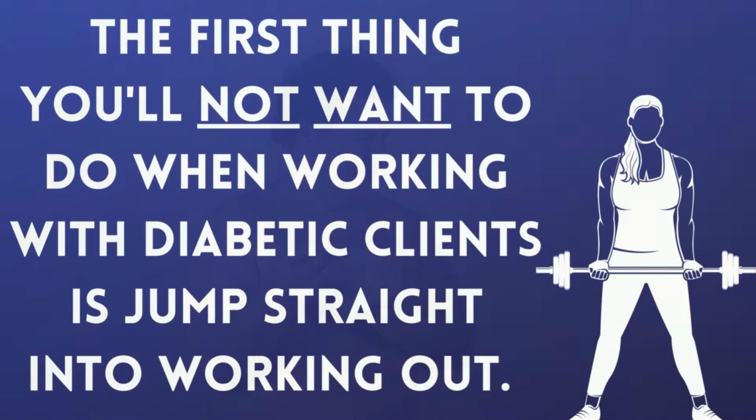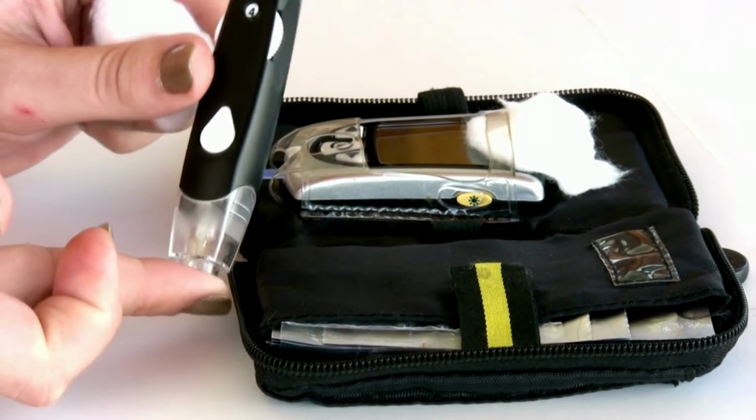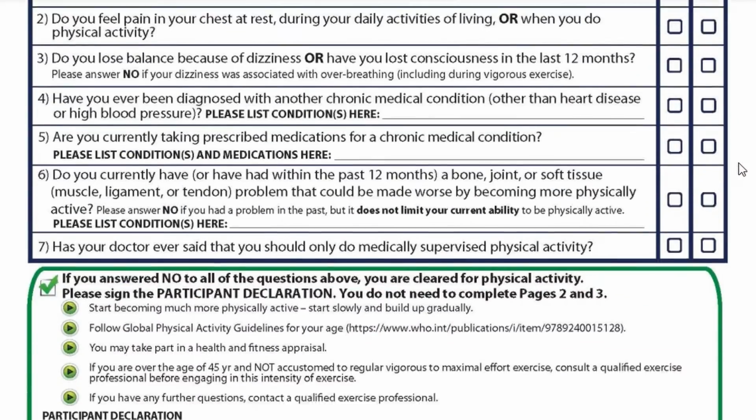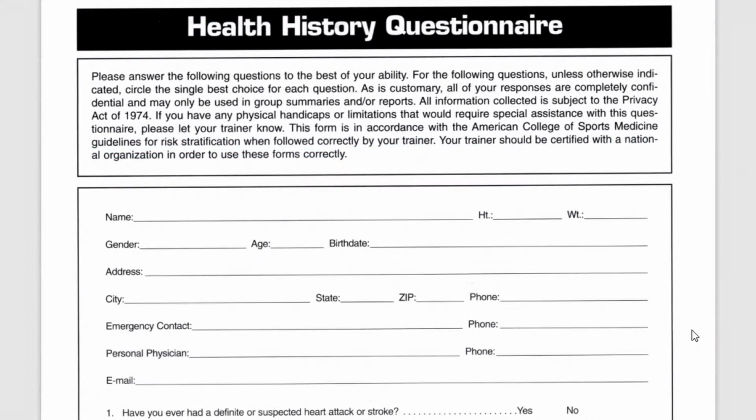The first thing you'll not want to do when working with diabetic clients is jump straight into working out. This would be true of working with any new client, but it would be a much bigger mistake with a diabetic client since there's more that can go wrong. You'll want to do health history screening before anything else. In your initial consultation, you should be filling out the PAR-Q or PAR-Q+, you should be filling out the health history questionnaire, and you should be filling out the informed consent as well.